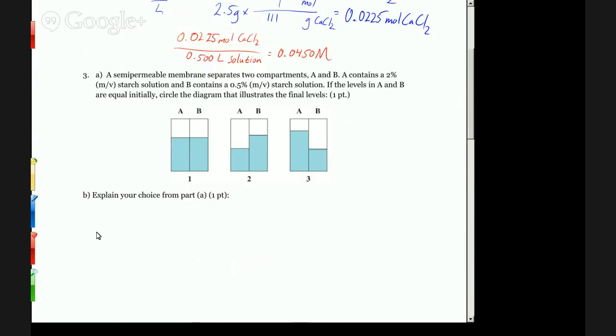I'm just basing it off of the starch going through. I didn't think of the water. Obviously the water's going to go. Starch doesn't go through the semi-permeable membrane. Water will go through, and that'll be the osmosis.